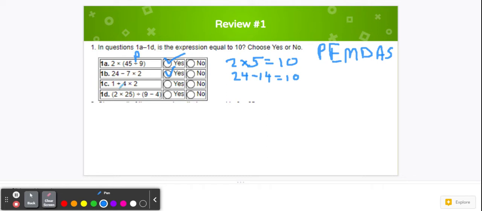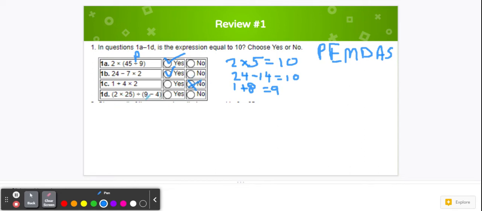So very similar to 1C, where we have 1 plus 4 times 2, we need to do the 4 times 2 first, and then add the 1. So 4 times 2 is 8. So I'll rewrite this, and I would encourage you to rewrite after each step until you really get them down. So it goes from 1 plus 4 times 2 to 1 plus 8, and 1 plus 8 equals 9, so this one is a no.